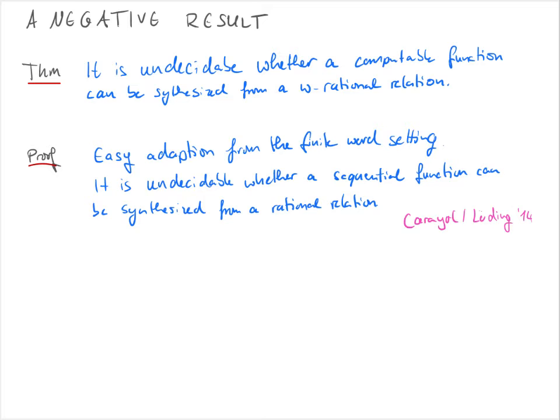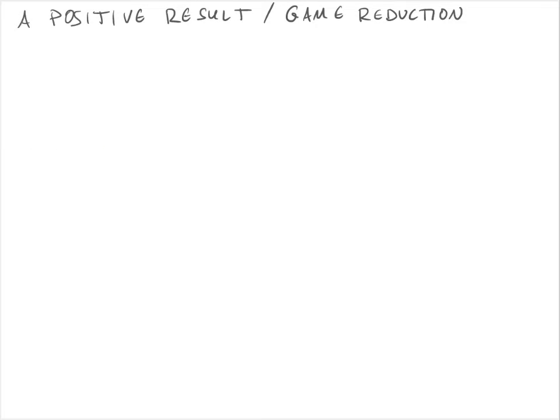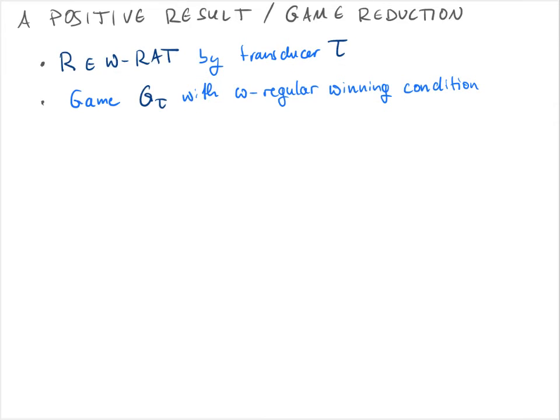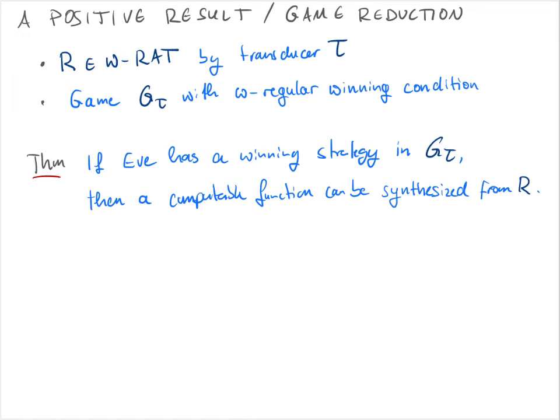Even though we have this negative result, we also have a positive result. We have a game reduction. So if an omega rational relation is given by a transducer T, then from T we can build a game which has an omega regular winning condition, and whenever Eve has a winning strategy in this game, then it is possible to synthesize a computable function from the relation.